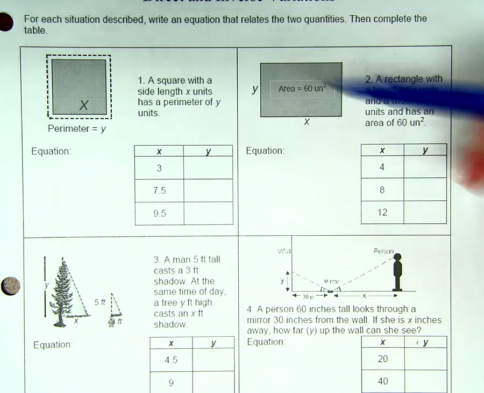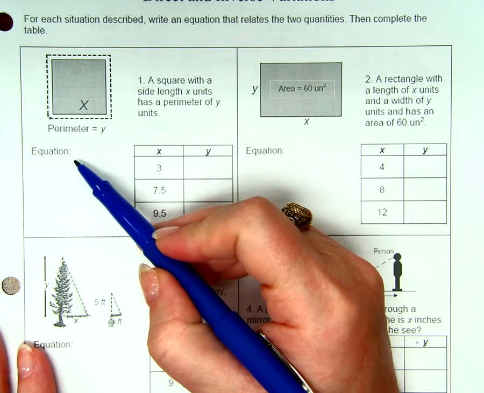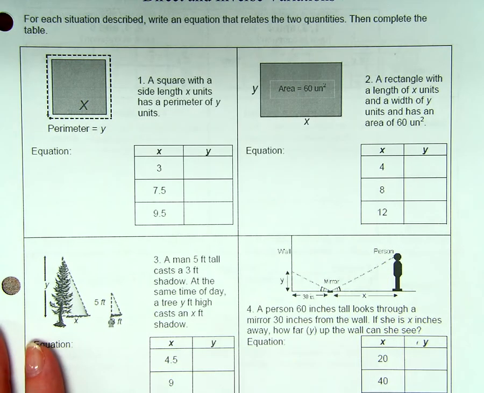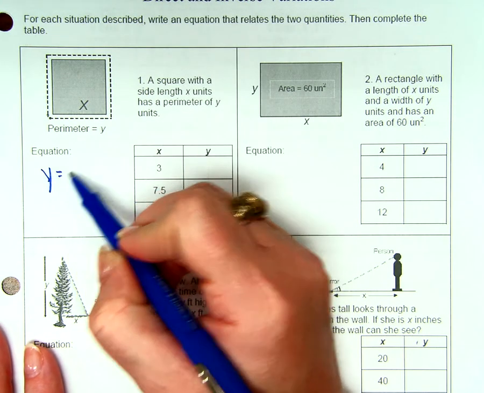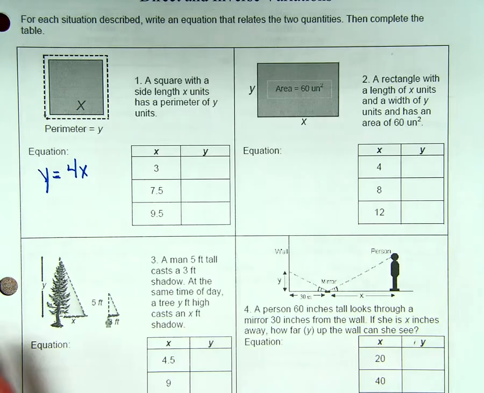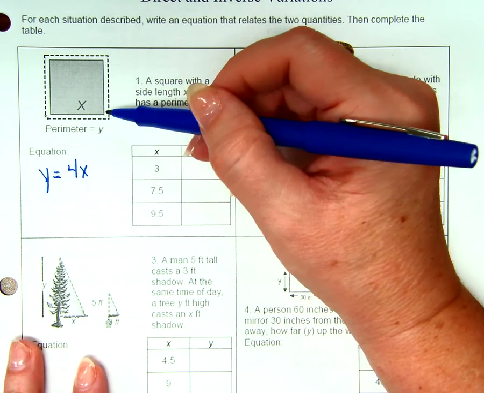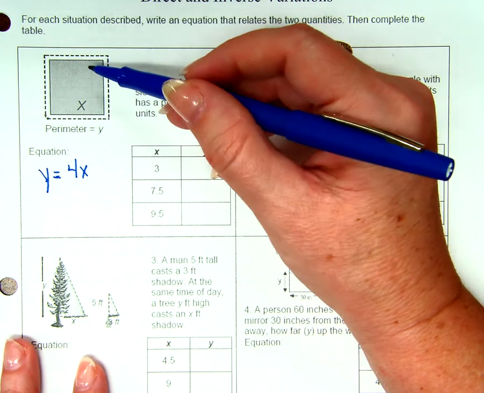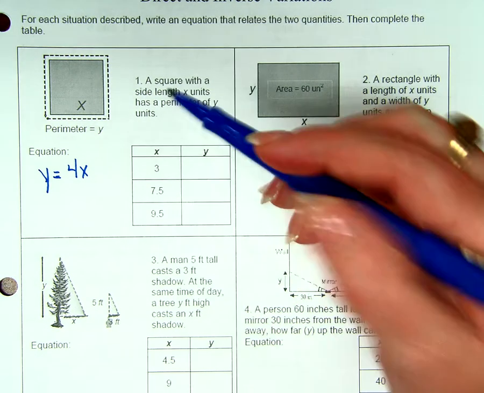Number one, a square with side length x units has a perimeter of y units. What's the equation that we're going to use to find this? Perimeter. y equals 4x. How do we find perimeter? Add up all the sides, right? If it's a square, they're all the same length, right? So x plus x plus x plus x, so y equals 4x. So what happens if x is 3?